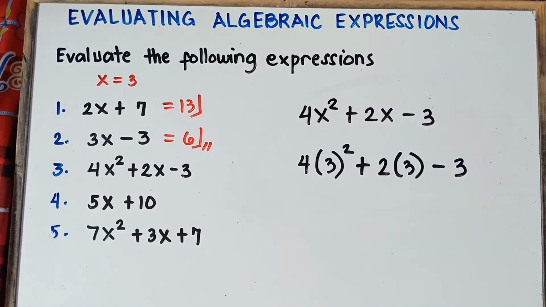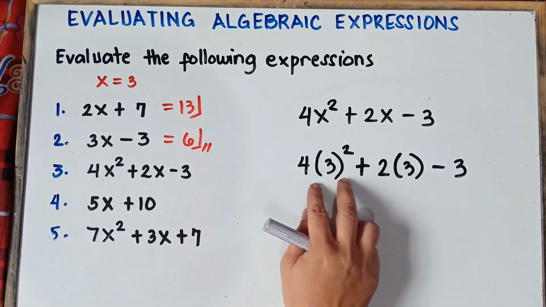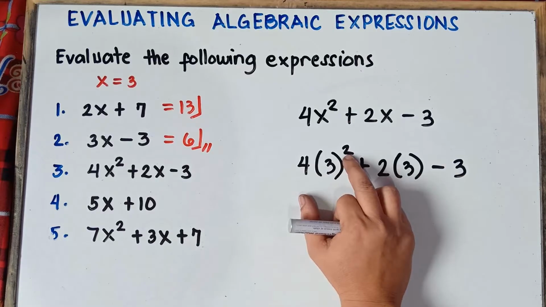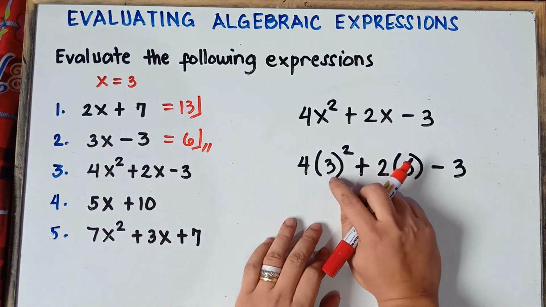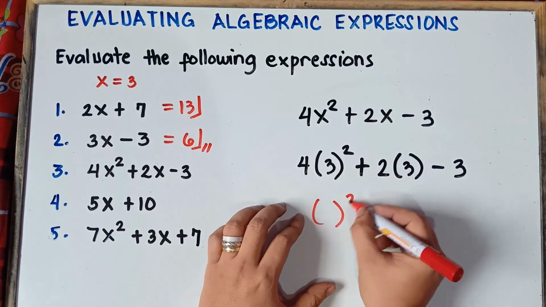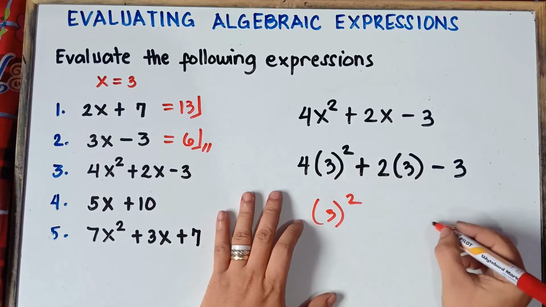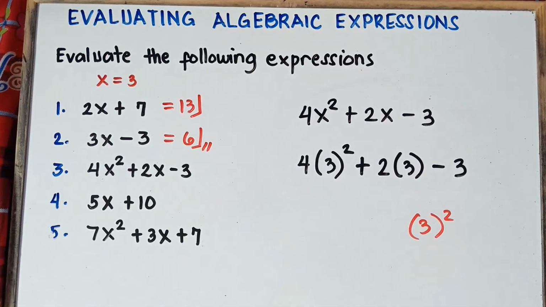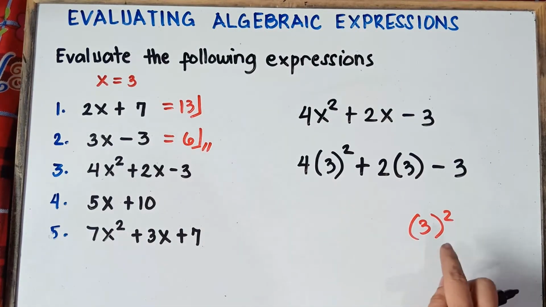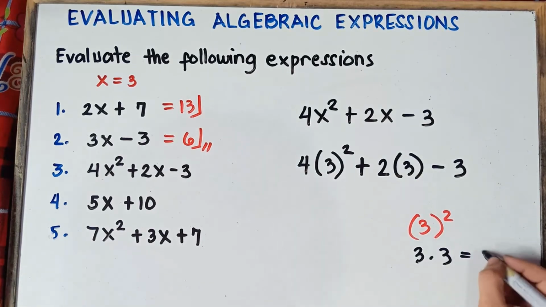Alright, now in this scenario, class, be careful with this one. Do not multiply 4 and 3. Parentheses and exponents come first. Once again, class, do not multiply 4 and 3. You should simplify this one first: parentheses, then exponent. So what will be the answer, class? 3 squared. Is it 3 times 2? Nope, it's not 3 times 2. It means you multiply 3 by itself twice. So this is 3 times 3, and 3 times 3 would be 9.